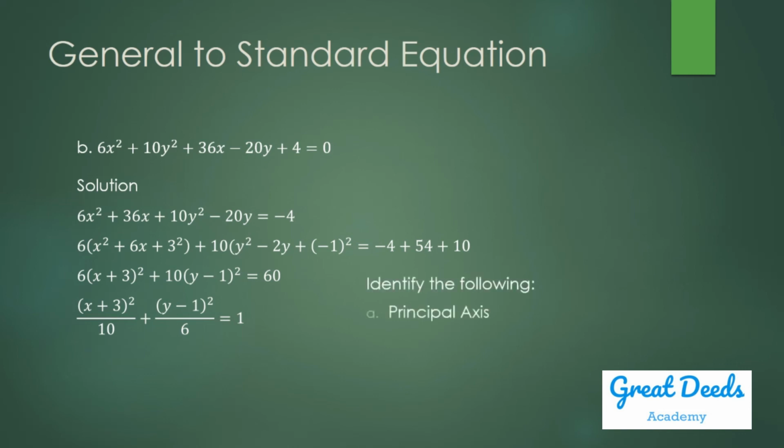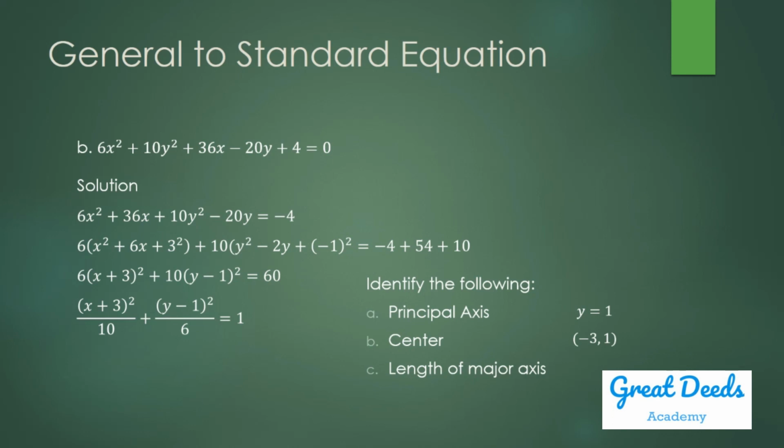Identify the following. What is the principal axis? Pay attention to the larger denominator. It's 10, and it's below x. So the principal axis here is again horizontal, and the orientation of our ellipse is horizontal. The principal axis passes through the center, so it's going to be y is equal to 1. The center is (-3, 1).